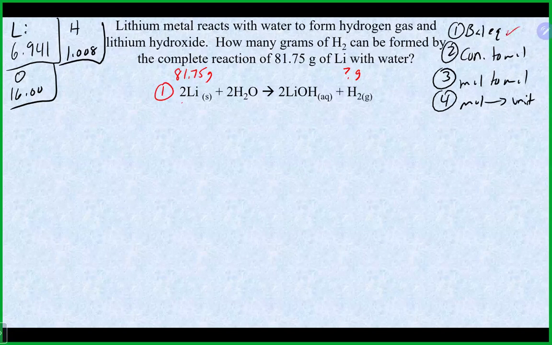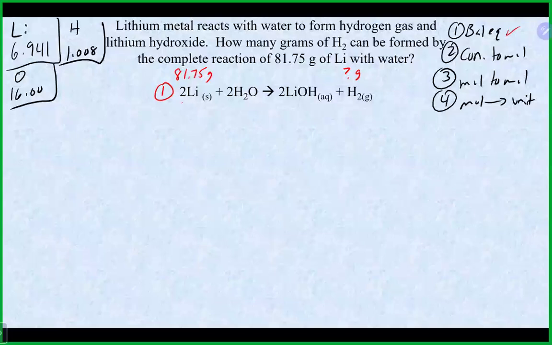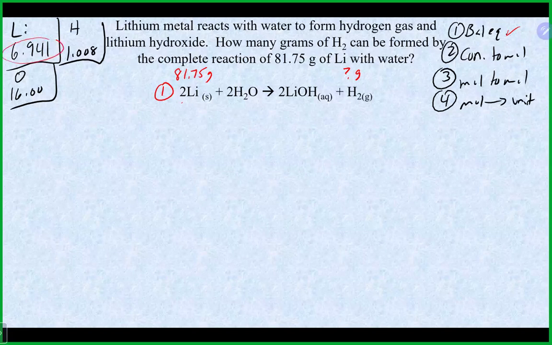Step number 2, in this case, we do need to do, because we're given information in grams, we need to get it to moles. And again, the purpose of why we need to get it to moles is for step number 3, which is a mole to mole relationship. So you got to get everybody in the right units. So to do that, we will need the molar mass from the periodic table here for lithium. So step number 2 here, we're going to take our 81.75 grams of lithium and convert it into moles.